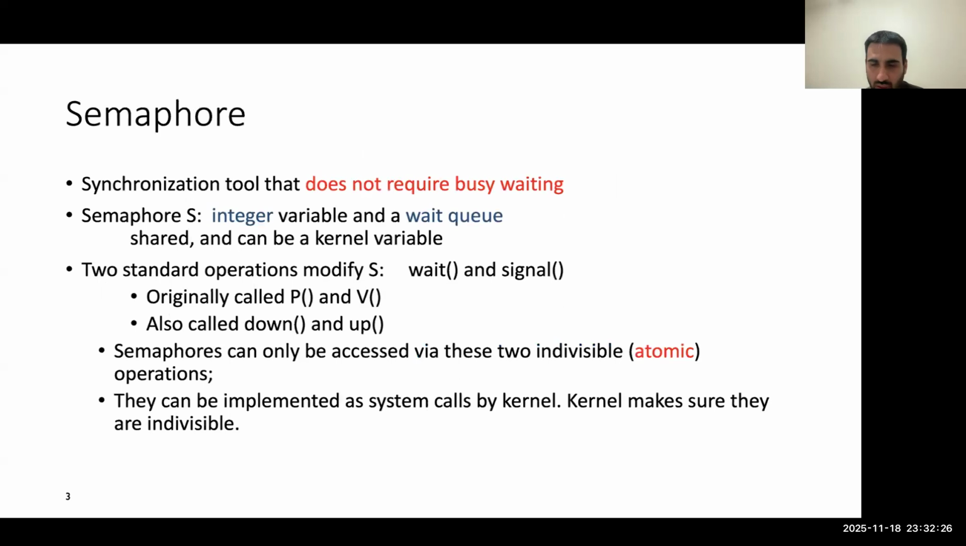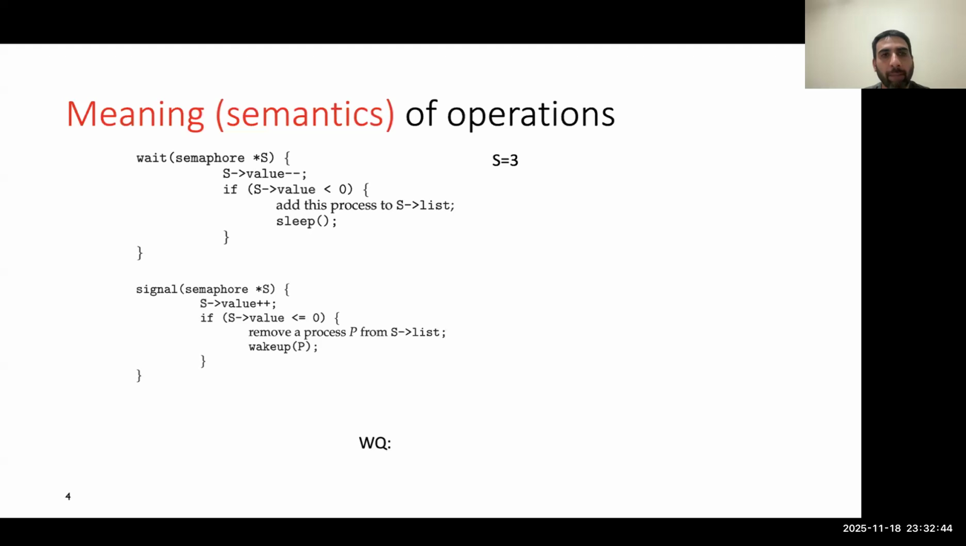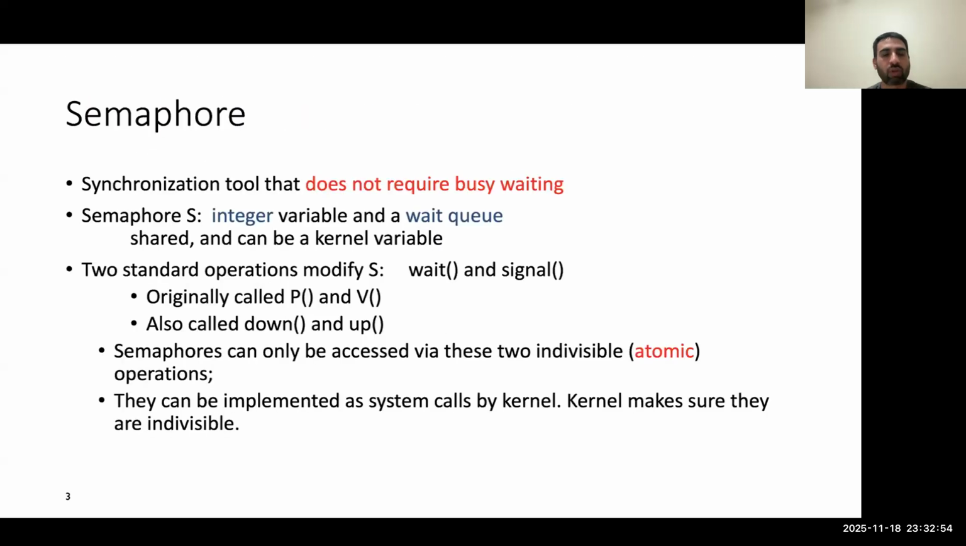So we will start our discussion again, but the first couple of slides I will go through quickly. I just have an animation to make it clear to you how semaphores work, but some other slides are the same as we have seen last time. So semaphores are synchronization tools which do not require busy waiting, so they are different from spin locks. A semaphore is basically simply an integer variable, and with each semaphore we have an associated wait queue.